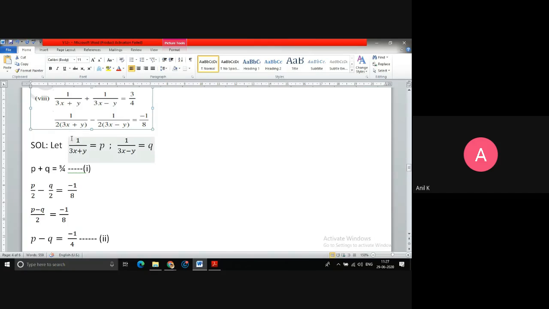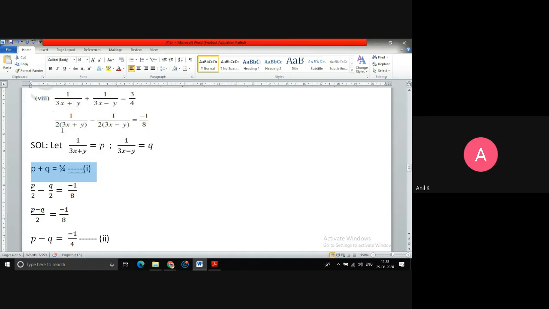So I have taken 1 upon (3x plus y) as p and 1 upon (3x minus y) as q. Whatever the xy terms in the denominator are, those are going to be our p and q terms. The first term will be p and the second term will be q. So the first equation is p plus q equals 3 by 4.